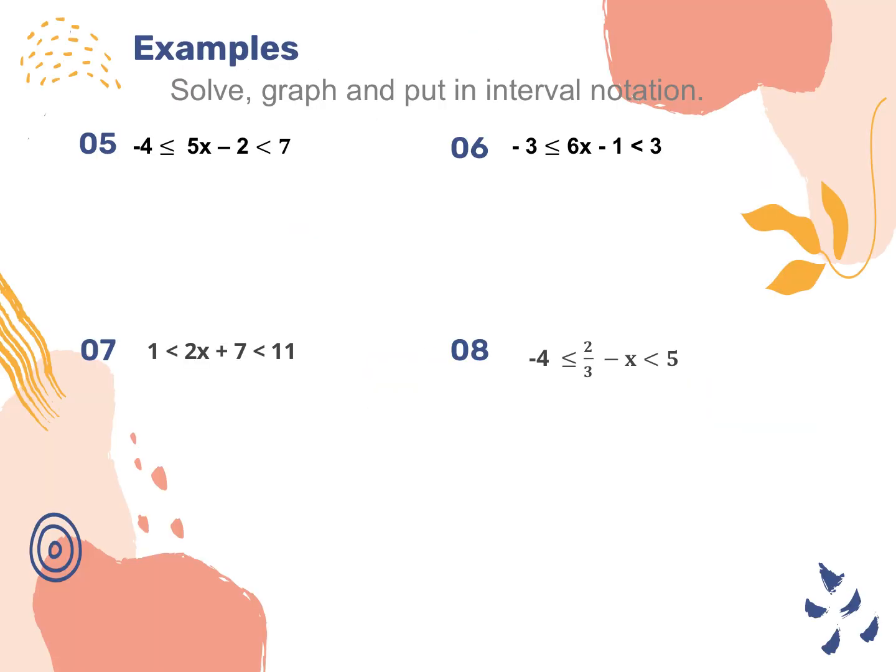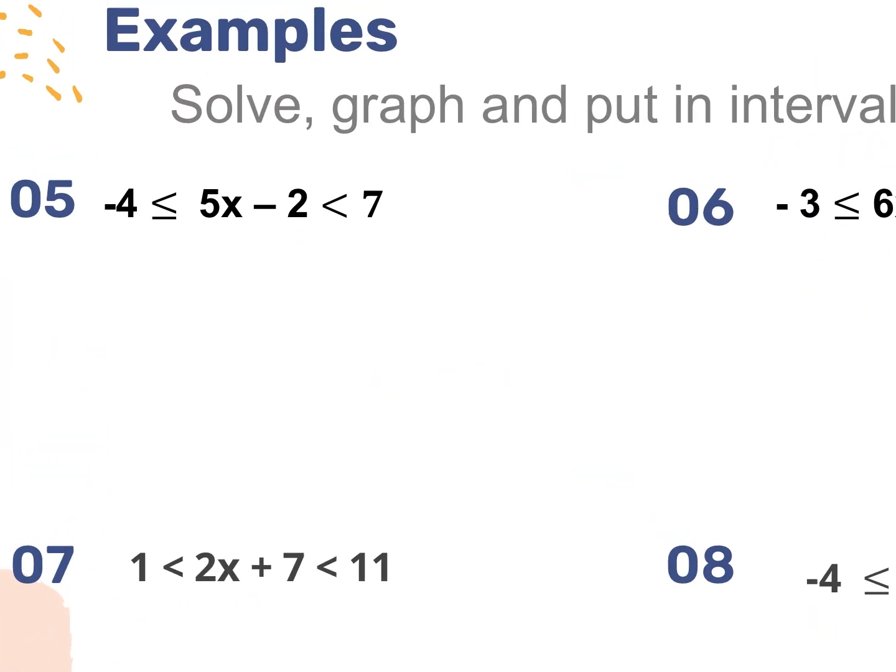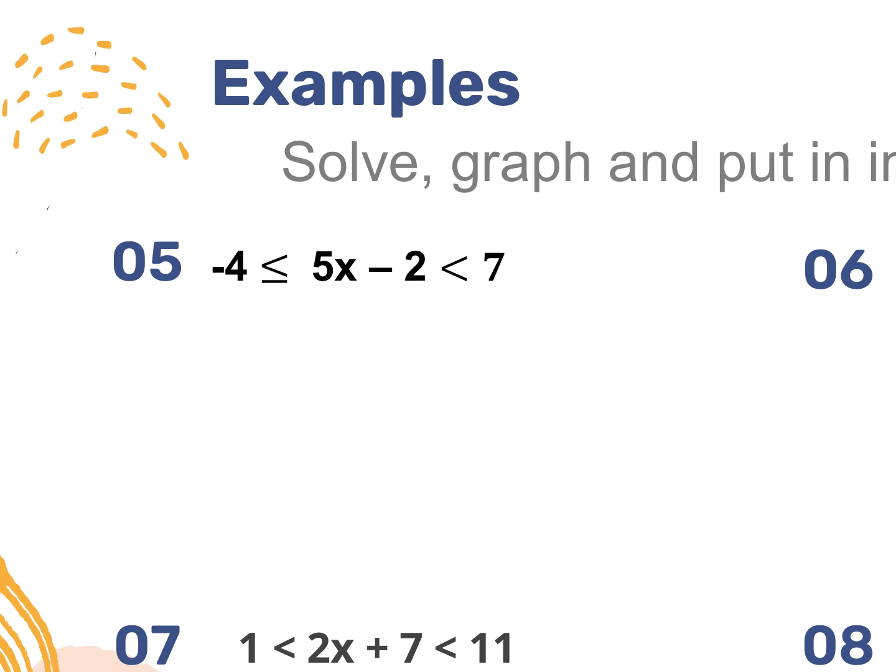Okay, let's try a couple more. These ones are a little bit different because now we have two inequalities in the same inequality statement, so we have to deal with two different ones. But keep in mind our variable is in the middle between these two. So this is where we're going to be doing our inverse operations. We're going to start by getting rid of that 2. And if we add 2 here, we have to add 2 to every single part of our inequality.